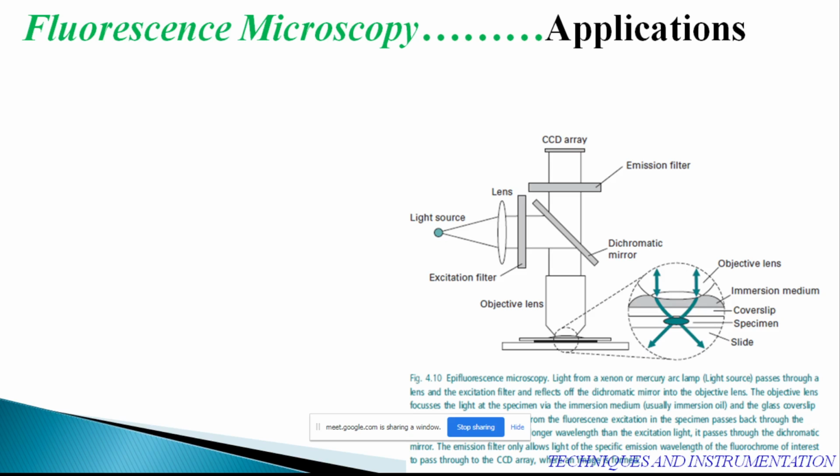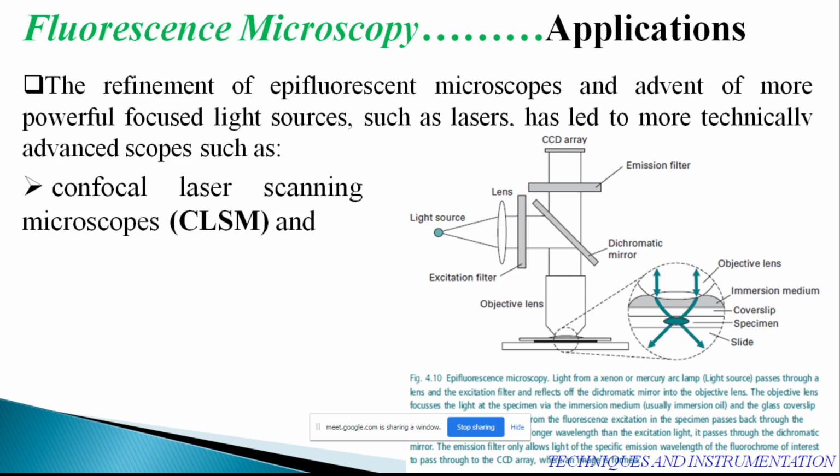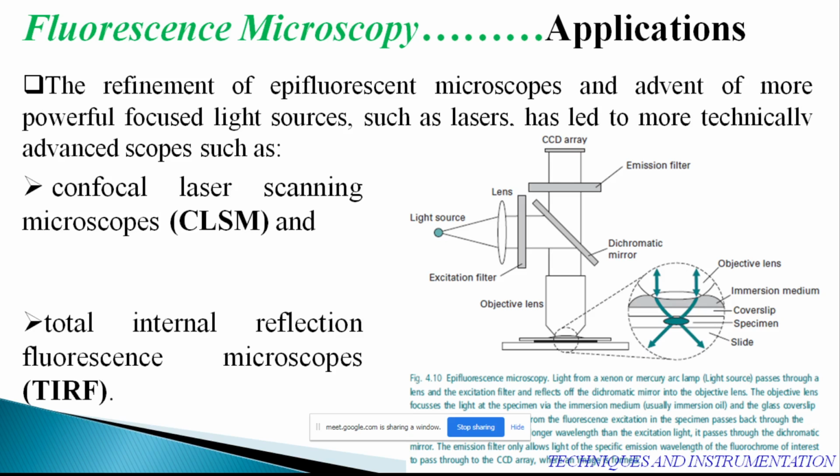As far as the refinement of epifluorescent microscopic technique and the advancement of more powerful focused light sources such as laser beams or laser light are concerned, that has led to more technically advanced scopes such as the confocal laser scanning microscope, sometimes called CLSM. In fact, a total internal reflection fluorescent microscope has been invented, that is called TIRF. So these are the actual gift from the fluorescent microscope itself.